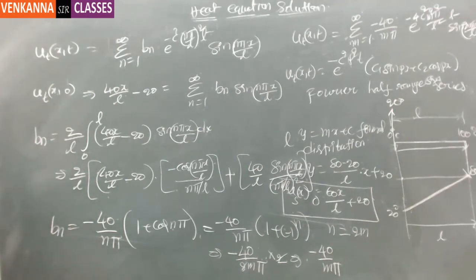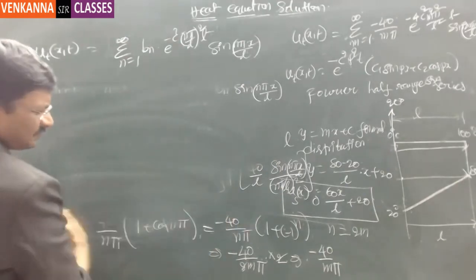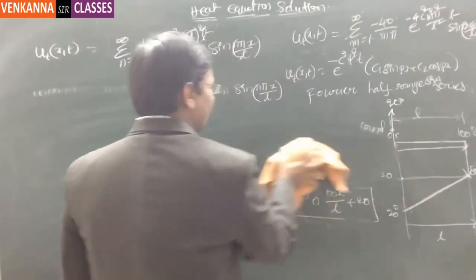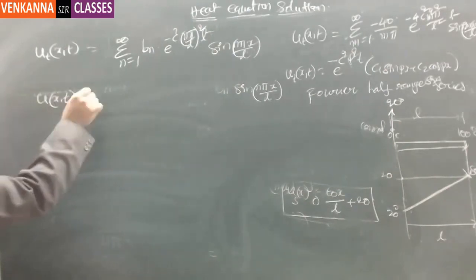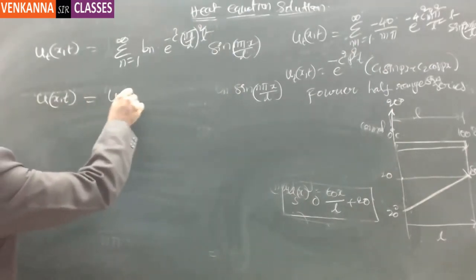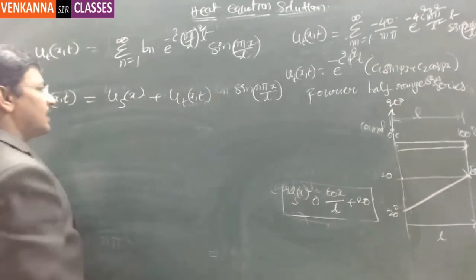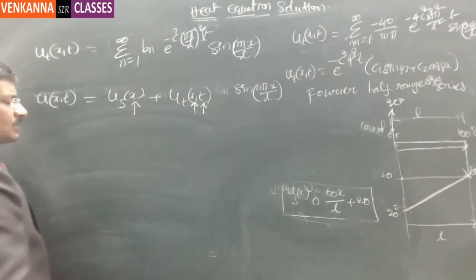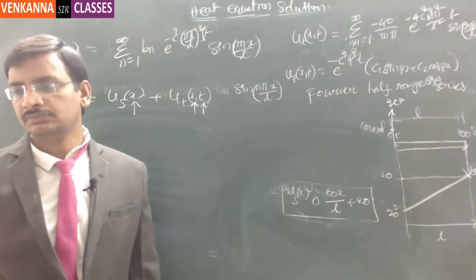Got it? Now, once you get this one, the final solution you can write is u of x comma t, which is nothing but the steady state solution plus the transient solution. Now if you notice, the transient solution is dependent on both time and place, but the steady state solution depends only on the place, not on the time, obviously, right? Got it or not? Yeah, Samrin.